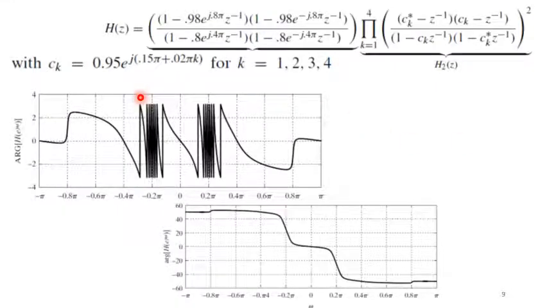To understand the concept of group delay, let's consider an example. Suppose we have a system with a system function as defined here, which consists of two parts, right? The product of two systems, where H1(z) is this one and H2(z) is this one, with k running from minus 1 up to 4, and we have the values of c_k equal to this for k equal to 1 to 4.